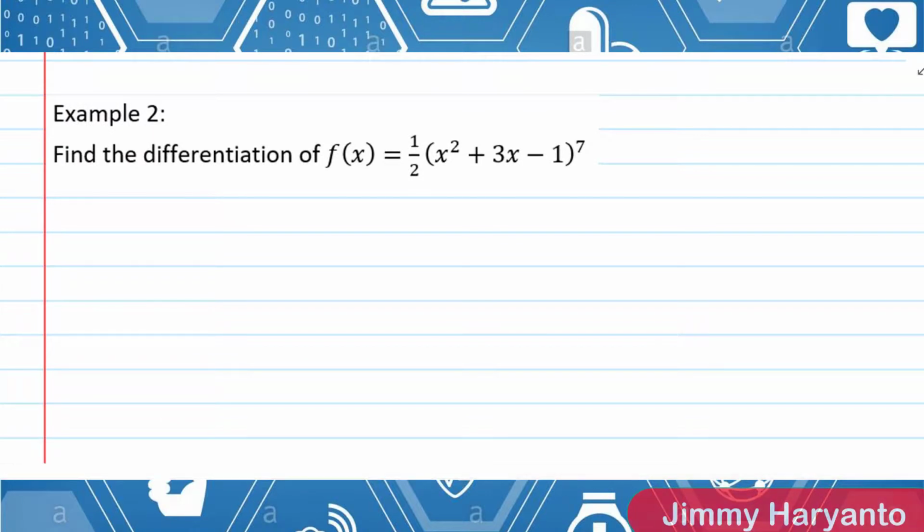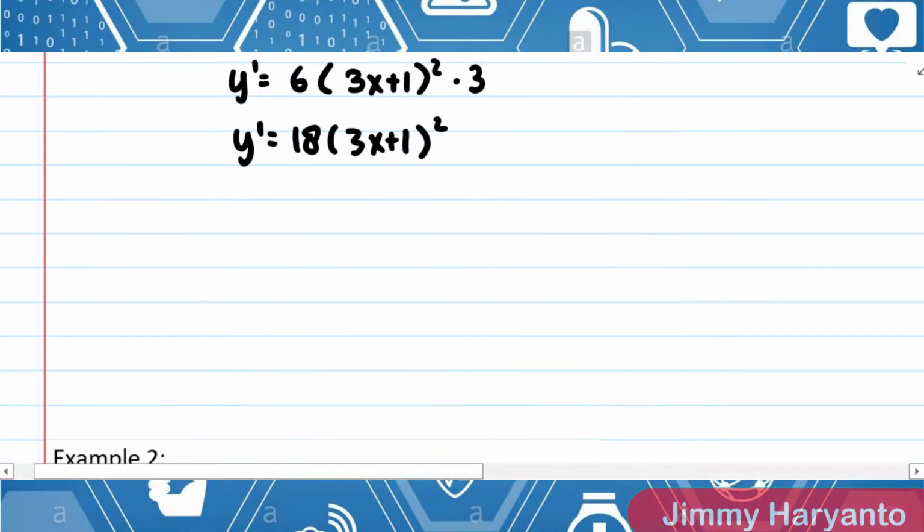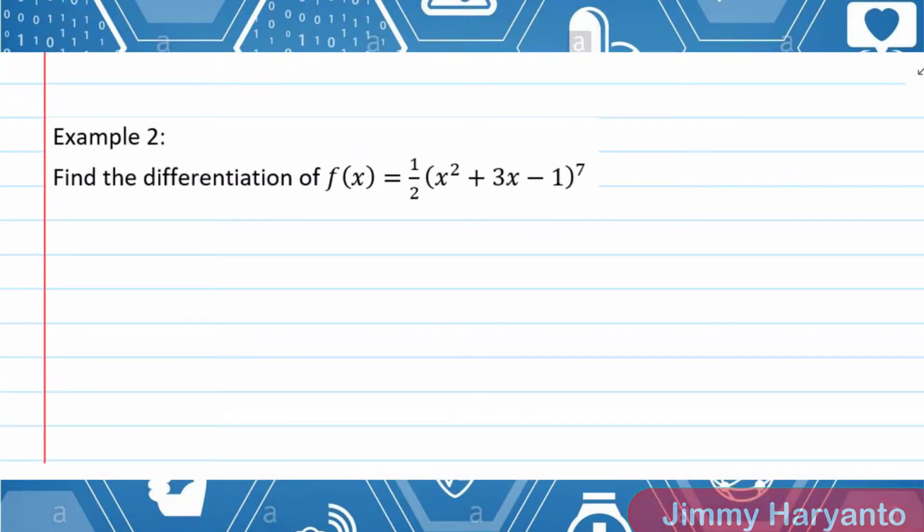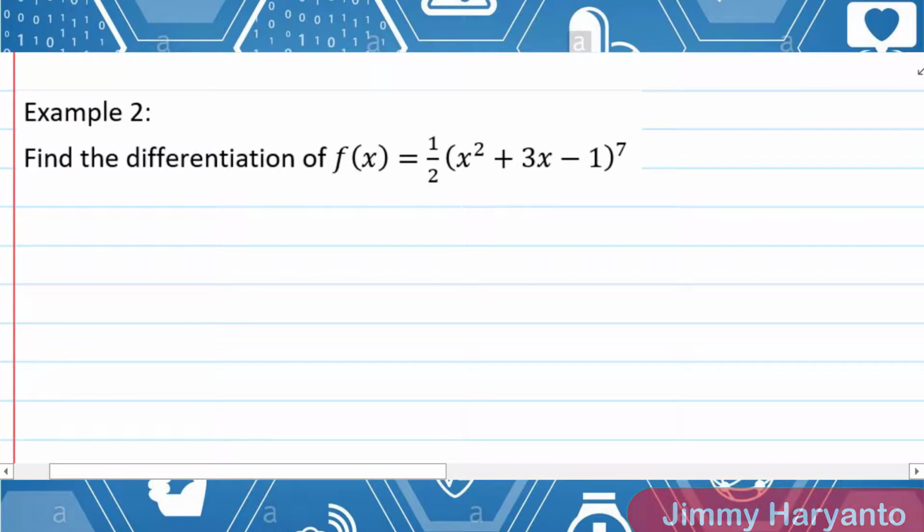Example 2. Find the differentiation of this one. So I have half times (x squared plus 3x minus 1) to the power of 7. Maybe you think that for this one you can expand the binomial first. But inside the powers we have x squared plus 2x minus 1, which is more complicated than the first one. So I think you cannot expand it. Yeah, you can expand it, but you can solve it maybe in several hours. So instead of expanding, you can use the chain rule.